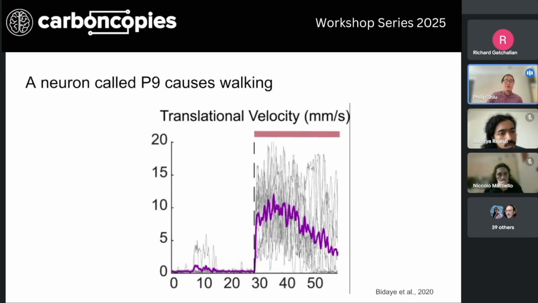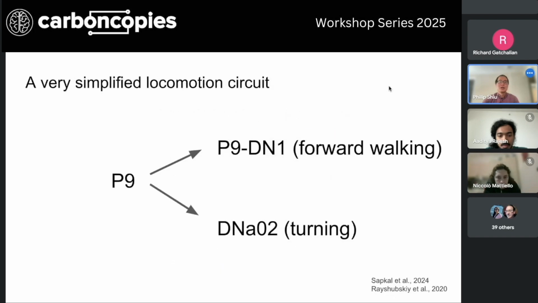In particular, we focused on locomotion because a collaborator of mine, and a former postdoc from the lab that I was in, was very interested in locomotion. And they, Salil Badai, basically showed that a particular neuron called P9 causes walking. So when you activate P9, the flies walk forwards.